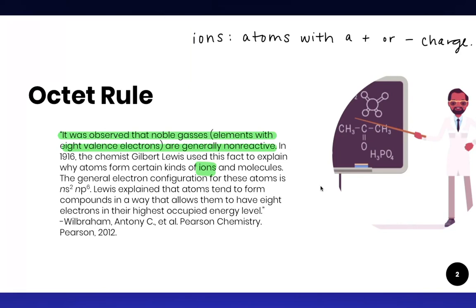In general, the electron configuration for these non-reactive atoms is ns2np6. So atoms will gain or lose electrons to mimic that electron configuration. Lewis also explained that atoms tend to form compounds in a way that allows them to have 8 electrons in their highest occupied energy level. So that's what we're going to focus on. We're going to figure out how many electrons are in the highest occupied energy level and what an atom can do to have 8.